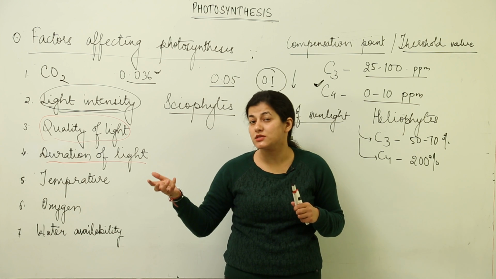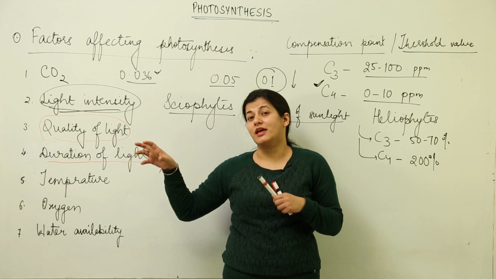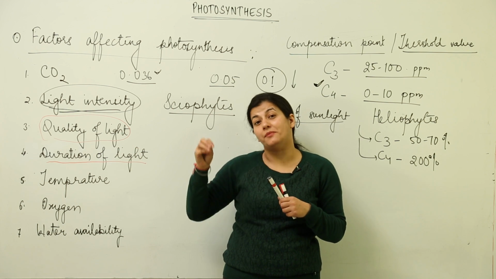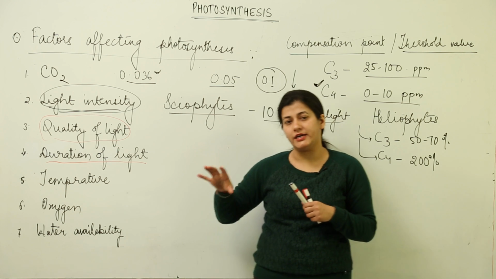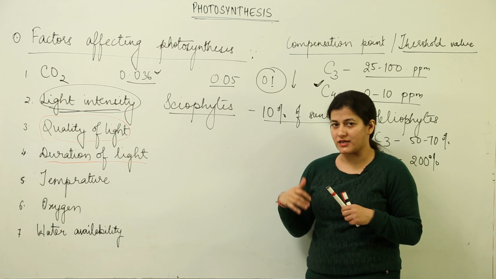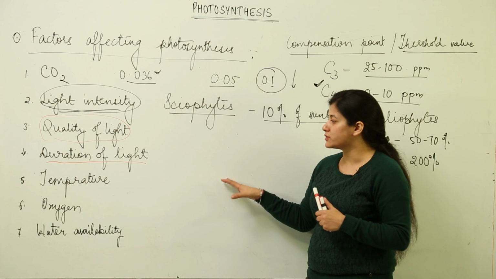As many as 6 days would be taken as the time consideration for understanding that dip that would come because of the duration of light. So duration of light has always a positive effect, and it helps in continuous photosynthesis.